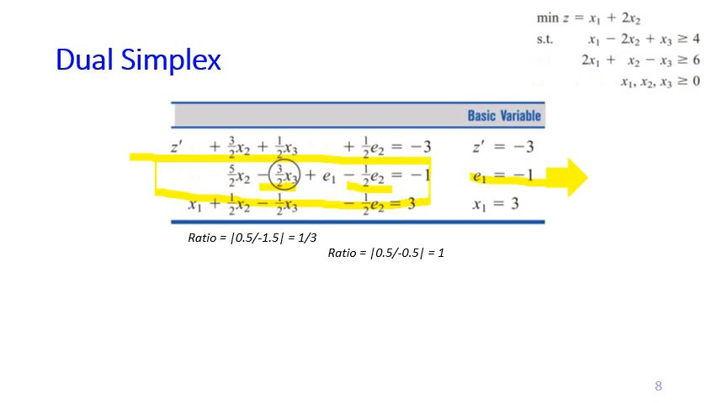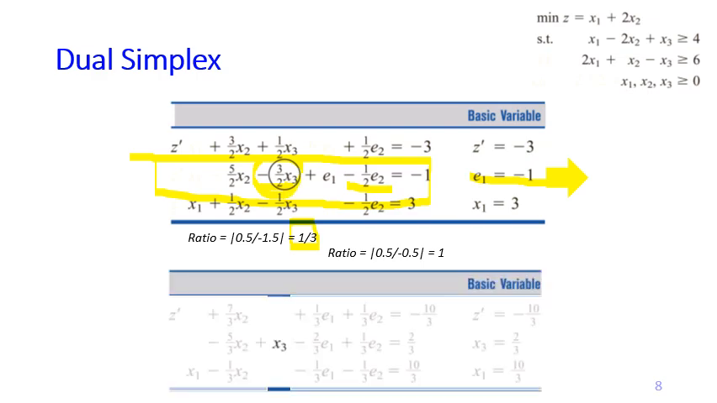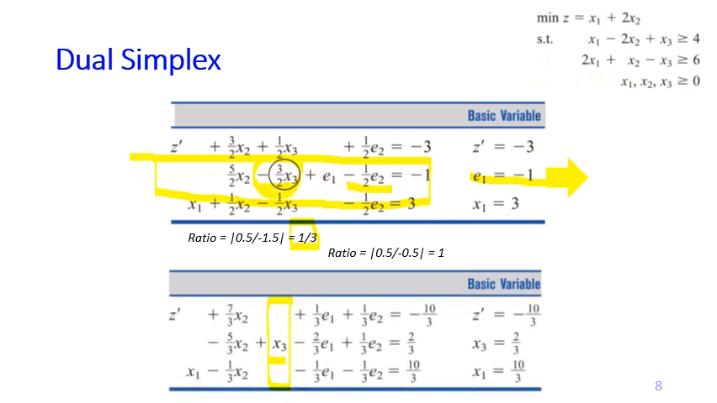So for x3, the ratio test is 1/2 divided by 3/2, take the absolute value, so it becomes 1/3. And then the ratio for E2 is 1/2 divided by minus 1/2, take the absolute value, so the result is 1. We pick the smallest ratio as the entering variable, so x3 becomes the entering variable, and this position becomes the pivot position. So in the next table, x3 must have the coefficient 1 at that pivot position and 0 in all other positions. Perform elementary row operations, and then we get the new table that looks like this.